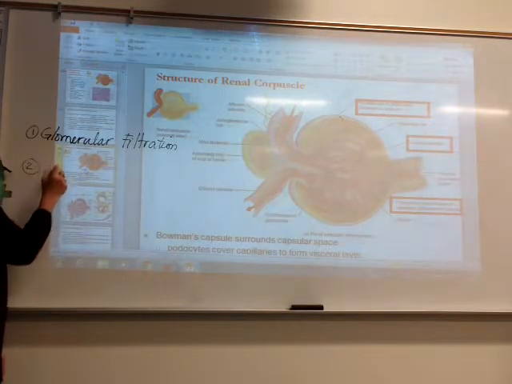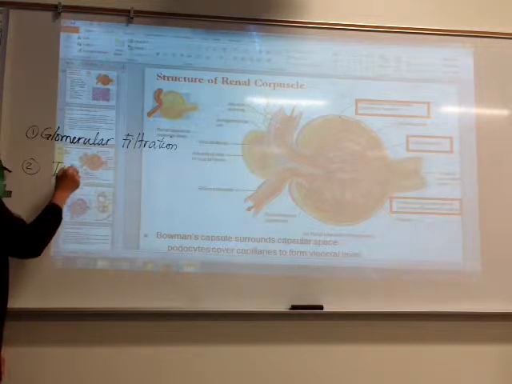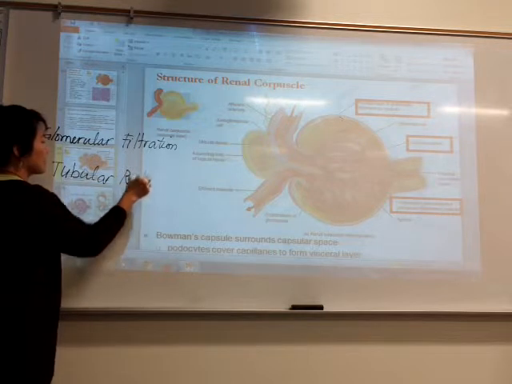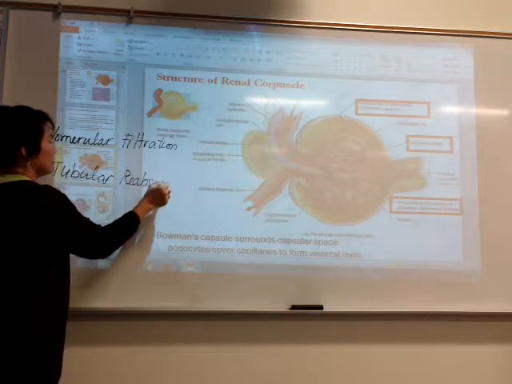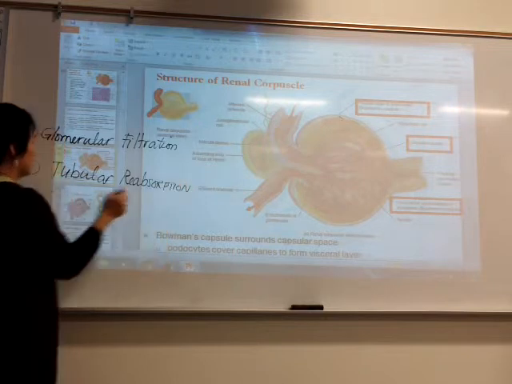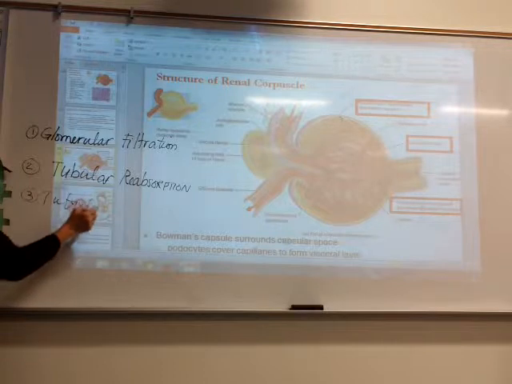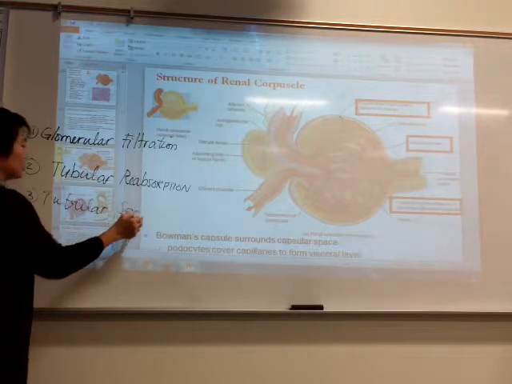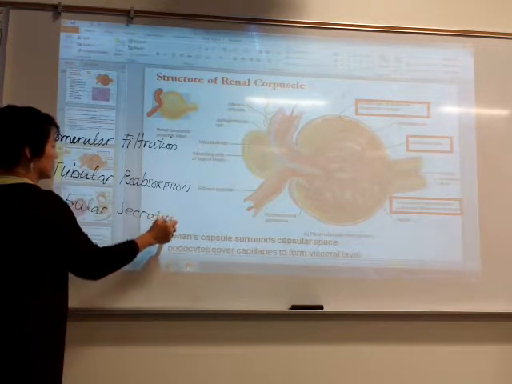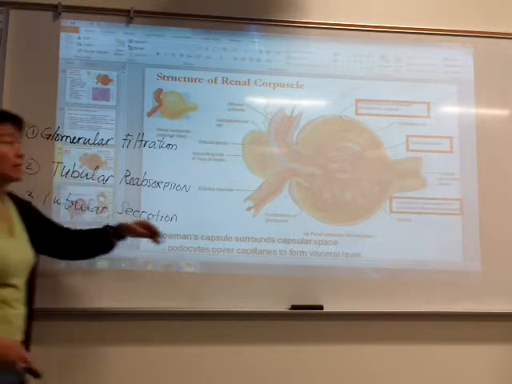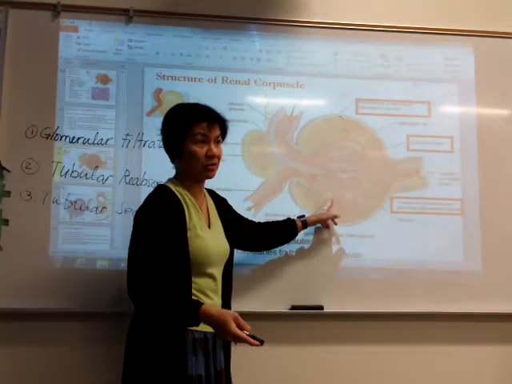So the first is glomerular filtration, and then the second is called tubular reabsorption. And then the third is tubular secretion. Okay? It makes sense that this will be the first one, right? You need to filter out everything first out of this glomerulus.